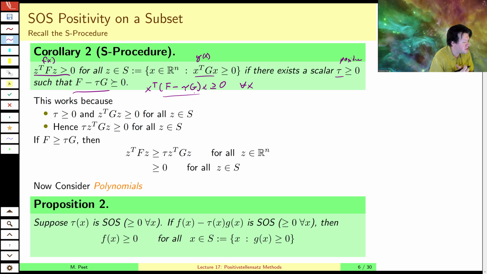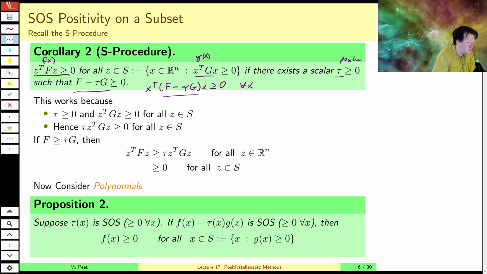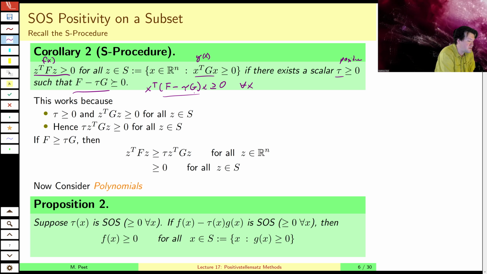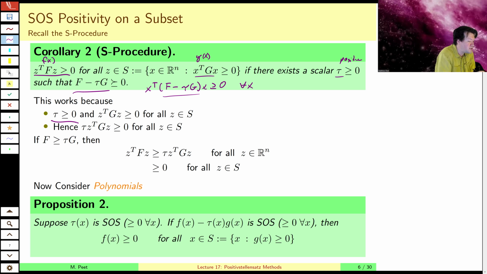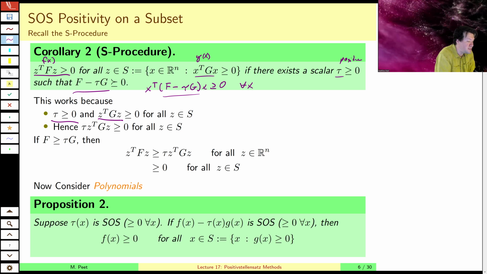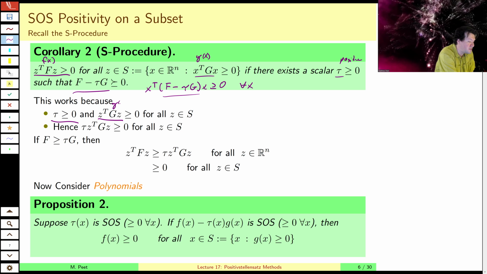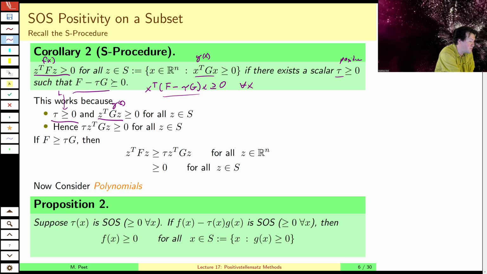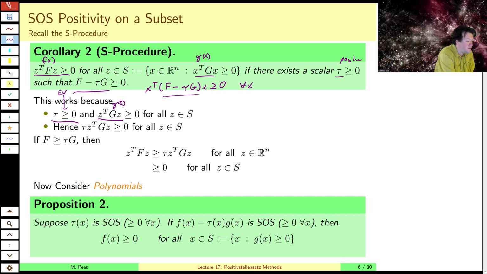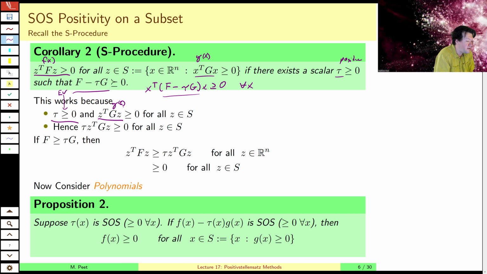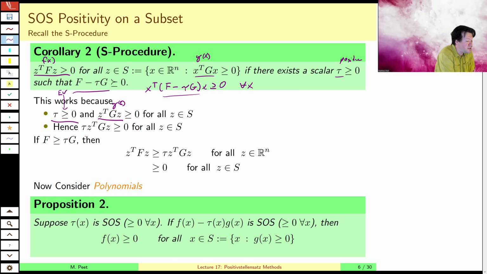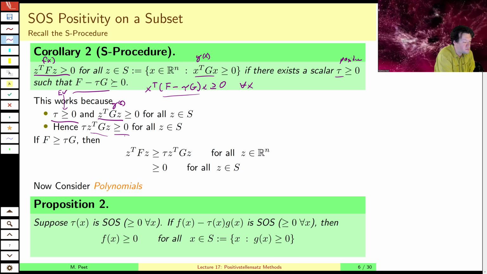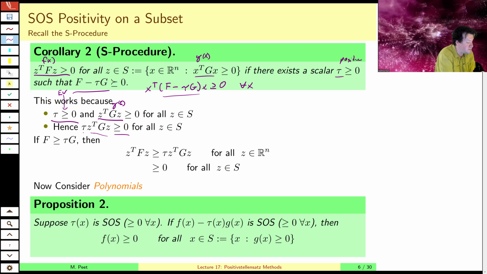So how does this work? The sufficiency argument, for example, goes like this. I'm not going to go over necessity because it's complicated. But sufficiency works like this: we know tau is positive. We know z transpose G z, g of z actually, is positive on this set. This is positive everywhere. This is positive only on the set, but it's positive. And hence, by deductive reasoning, if we multiply a positive thing by another positive thing, the result is also positive, no matter what tau is, as long as it's a positive constant.